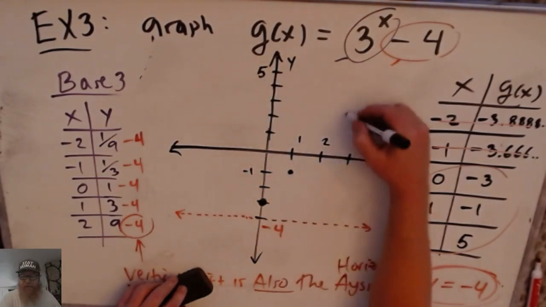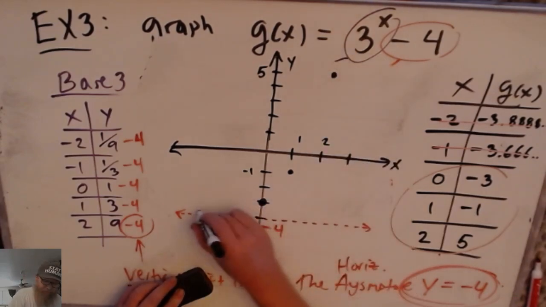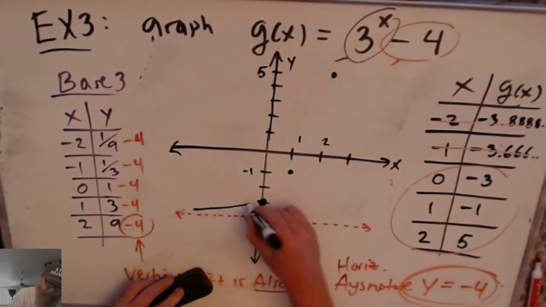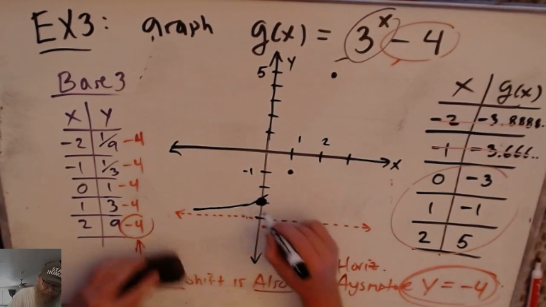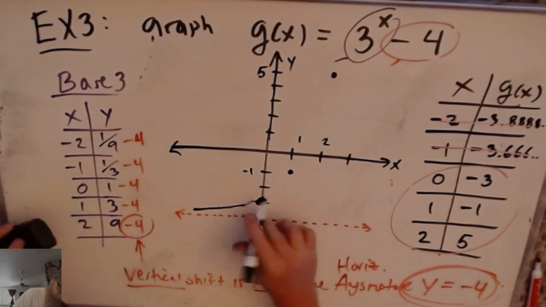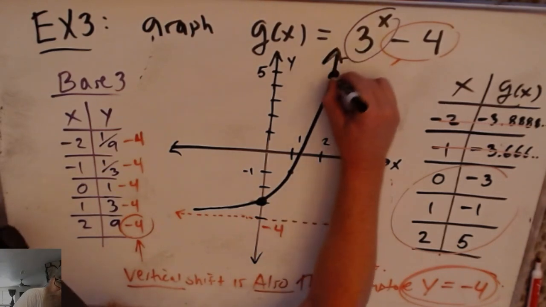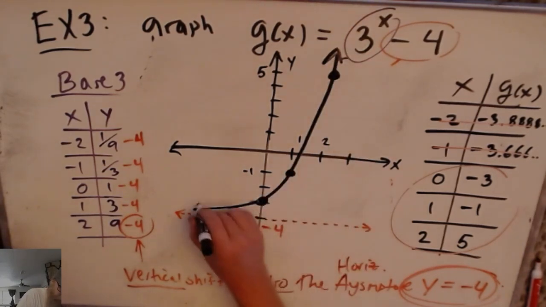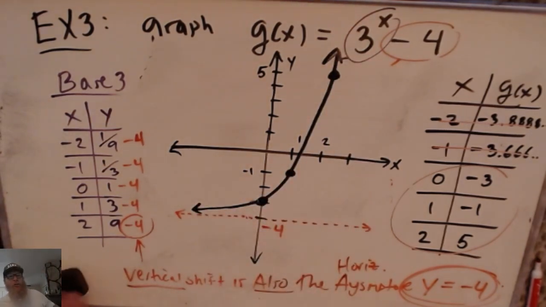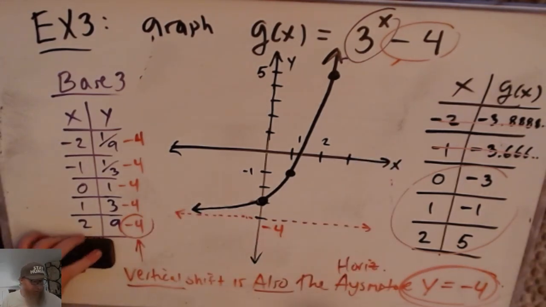I know I'm getting a little sketchy over here, but it's okay. That's why it's called a sketch. That's where we get the word sketchy from, or sketcher. Okay. So there's my sketch.